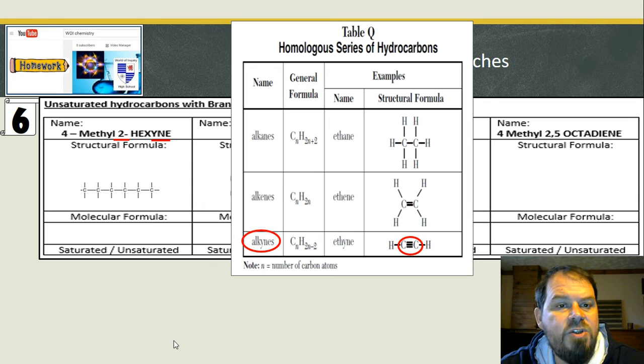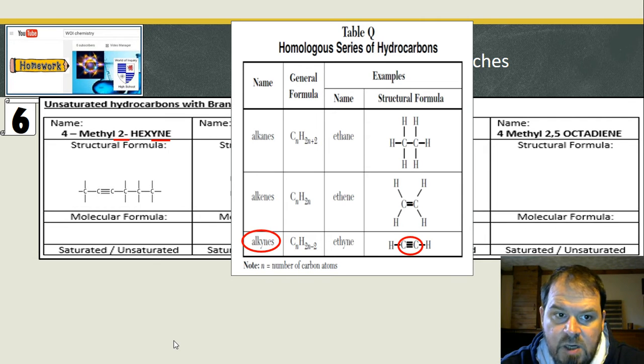So notice that that 2 in front of the hexyne, so that 2 goes with hexyne. Hexyne, where's the difference from what the base should be, which is hexane? It's in the yne. So the 2 is referring to the deviation, which is this triple bond. It's telling me to put the triple bond on the 2nd carbon. So let's do that. So there's my 6 carbons with a triple bond now on the 2nd carbon.